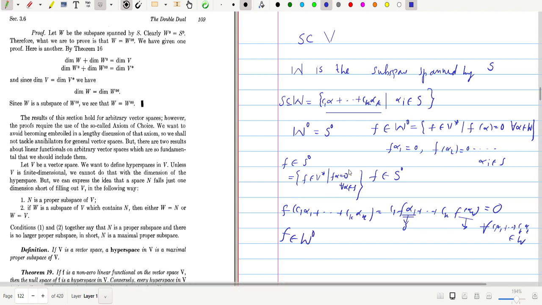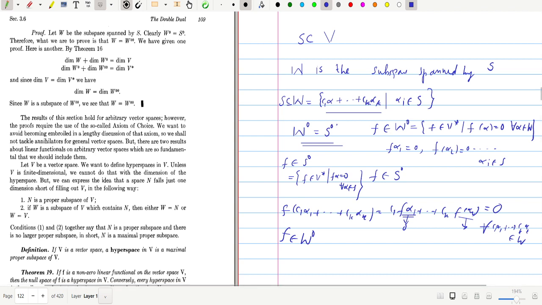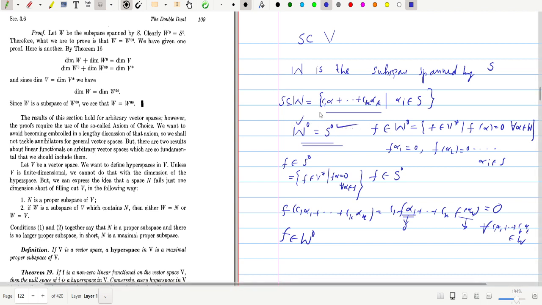That means the reverse inclusion is also true. That means W naught is the same as S naught. So whenever we consider a subspace spanned by S, then the annihilator of S and the annihilator of the subspace spanned by S, both will be the same. Then once you identify this, you can easily prove that theorem.